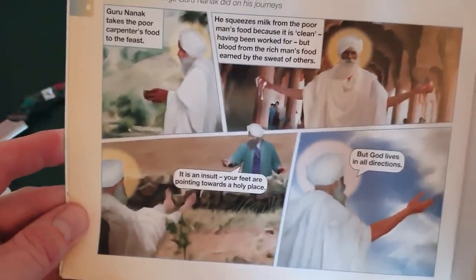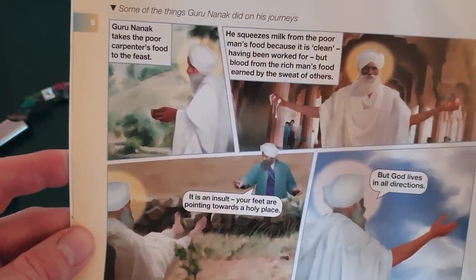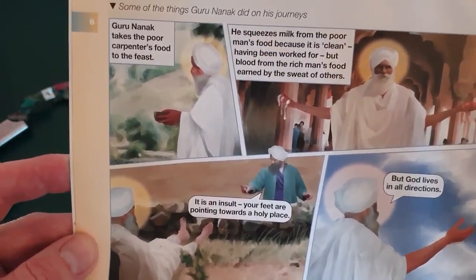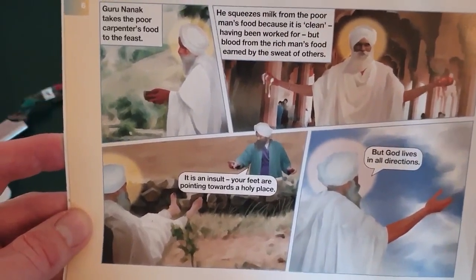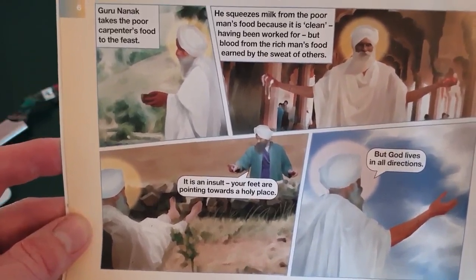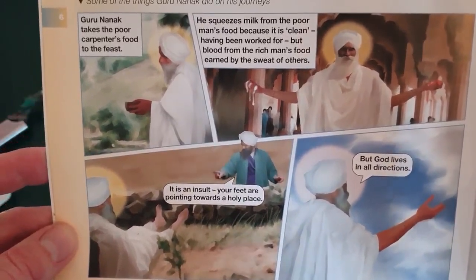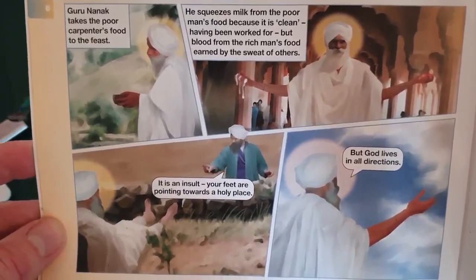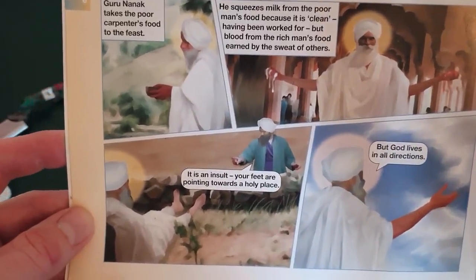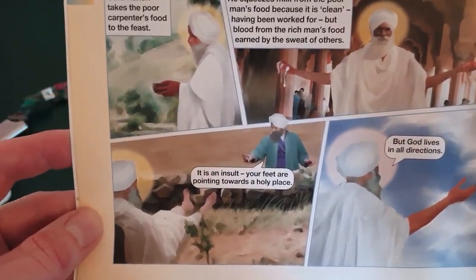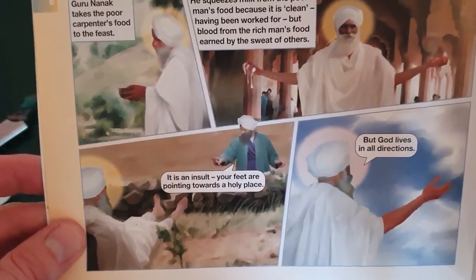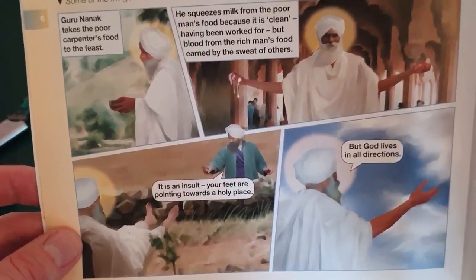So these are some of the things that Guru Nanak did on his journeys. He takes the poor carpenter's food to the feast. He squeezes milk from the poor man's food because it is clean, having been worked for, but blood from the rich man's food earned by the sweat of others. So he's been a bit of a political activist there, having a go at the rich people and sticking up for the poor people. And then he says, what's he saying there? God lives in all directions. So he's trying to basically say that original arguments between Muslims and Hindus are pointless because there's one God, and all religions lead to God.